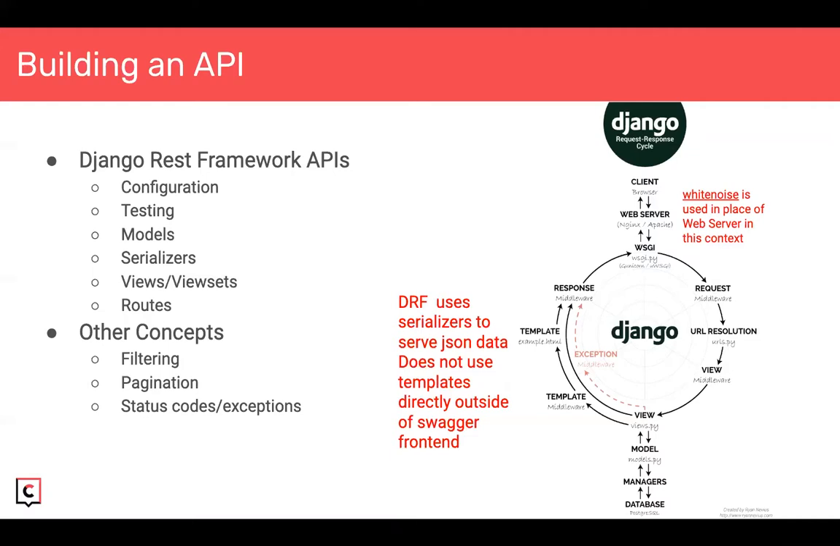And then hopefully touch on some other concepts, like how to filter or paginate your request, like you don't want to serve back 10,000 rows every time or something like that. So definitely control that a little bit. And then things like status codes and exceptions there.